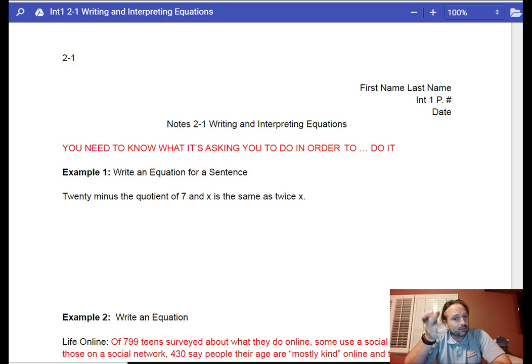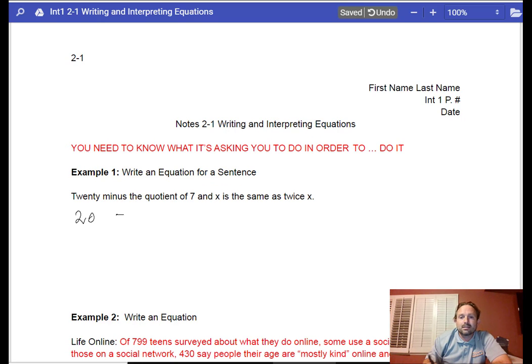So let's figure out how to write an equation for a math sentence. Basically, 20 minus the quotient of 7 and x is the same as twice x. The quotient is division. So the quotient of 7 and x is 7 divided by x, equals twice x.